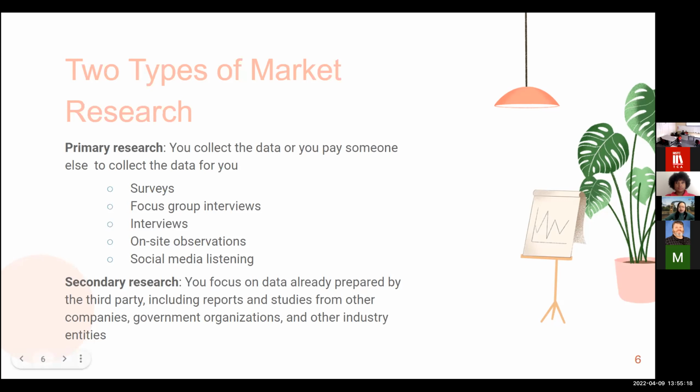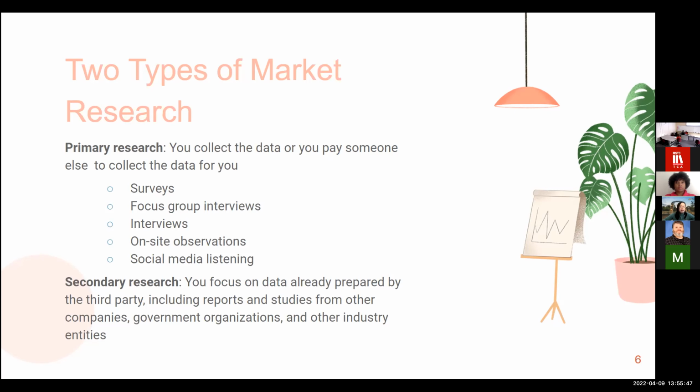So then we discuss the 2 types of market research available for us to answer these market research questions. The first one is the primary research. To put it in a simple way, this type of research asks the researcher to collect the data themselves. They can do so by sending out surveys, having target customers participate in focus group interviews, conducting one-on-one interviews, carrying out on-site observations, and social media listening.